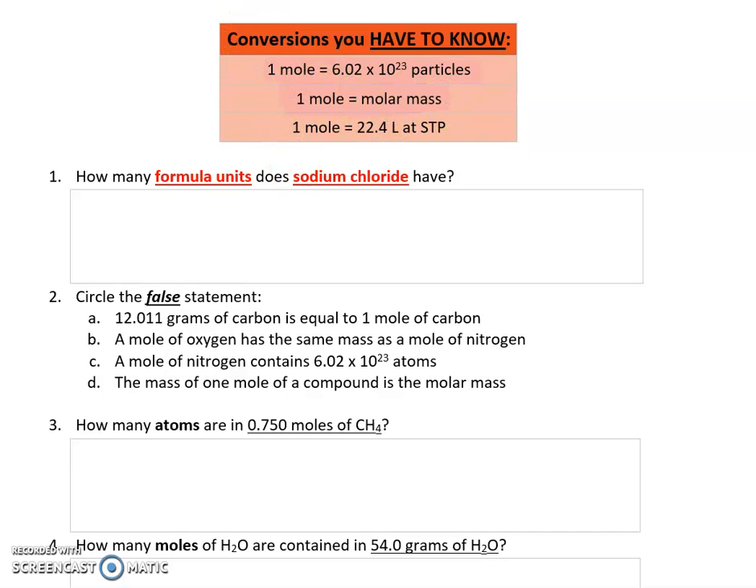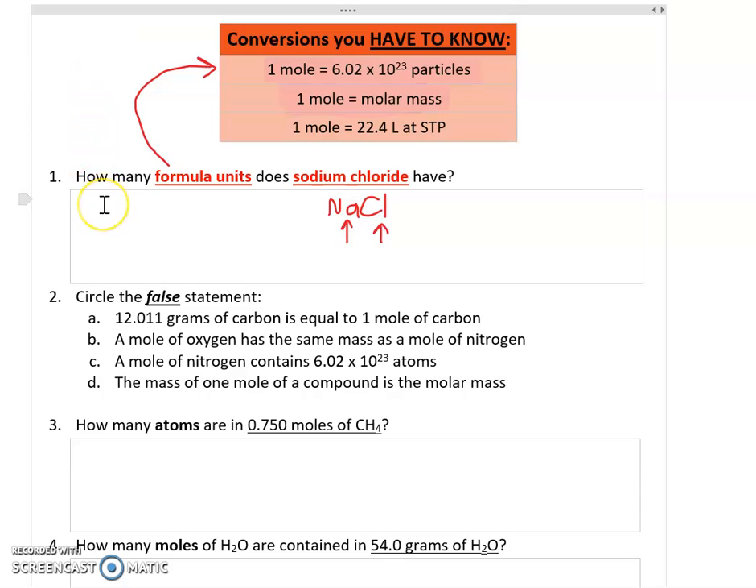So, starting off, how many formula units does sodium chloride have? I know that sodium chloride is NaCl. And I know that formula units is also referring to this conversion factor that I have right here, particles. Formula units is the same as particles. The reason why it is formula units is because sodium chloride is an ionic compound, meaning it is made up of a metal, which is my sodium, and a non-metal, which is my chlorine.